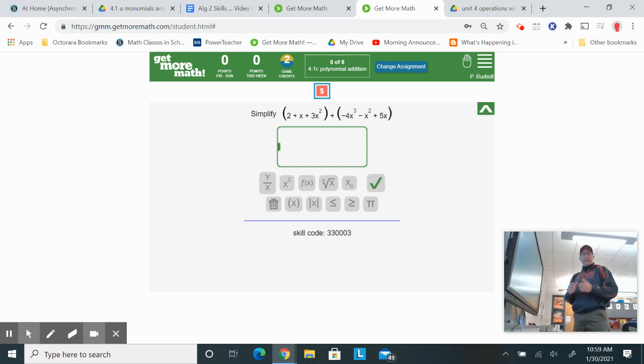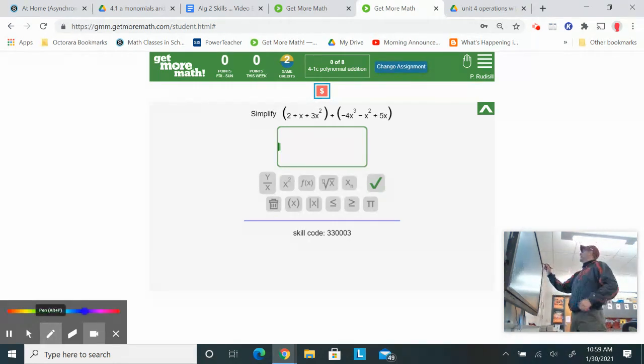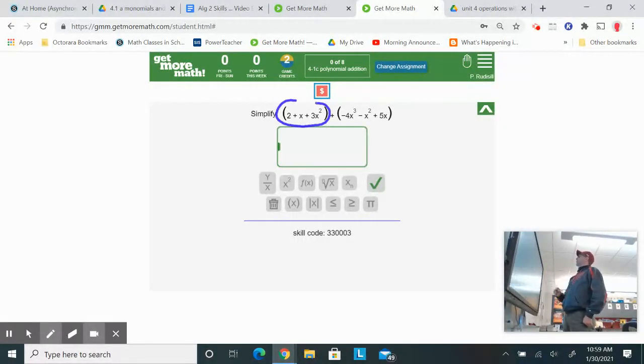All right, let's make it happen. In this video, we're going to talk about adding polynomials, or polynomial addition. In the problem we have a polynomial 2 plus x plus 3x squared being added to negative 4x to the third minus x squared plus 5x.